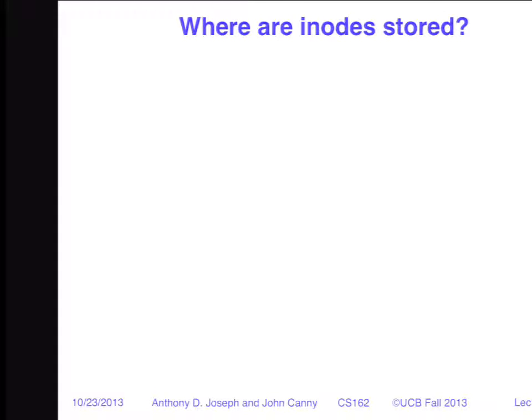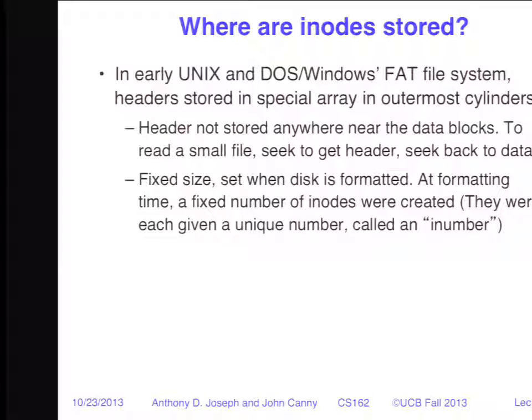Okay, now, where do we store the inodes? Well, originally, in early versions of Unix and in the file allocation table scheme, it was stored on the outermost track. Why? Because. But that's not near the data blocks. Right? So if we're going to read a small file, we're going to have to seek all the way out to the outermost tracks, then seek to where the first block is located. Then seek back to read the FAT again, and seek back to read the file, and back and forth and back and forth. And if we're listing the files in a directory, we're going to be seeking all over the place. So that was not very efficient.